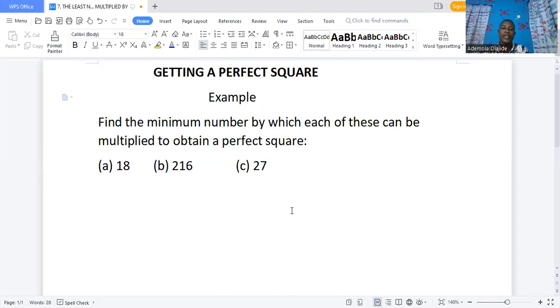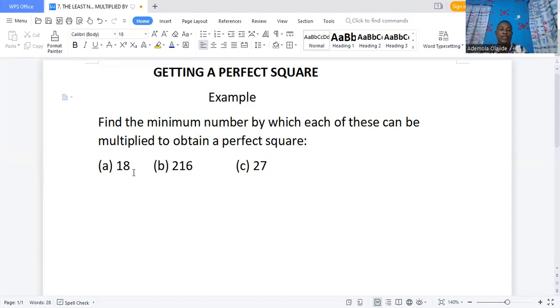Well, welcome back to our daily elementary mathematics. Today we'll be looking at getting a perfect square. How do we get a perfect square? By multiplying a number by another number to get a number that is a perfect square. For example, we have here, find the least number by which each of these can be multiplied to obtain a perfect square.